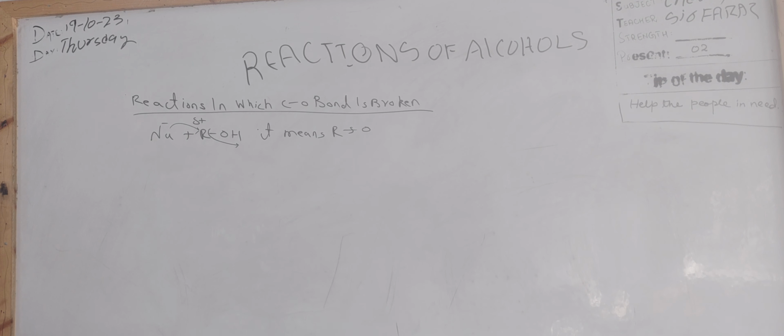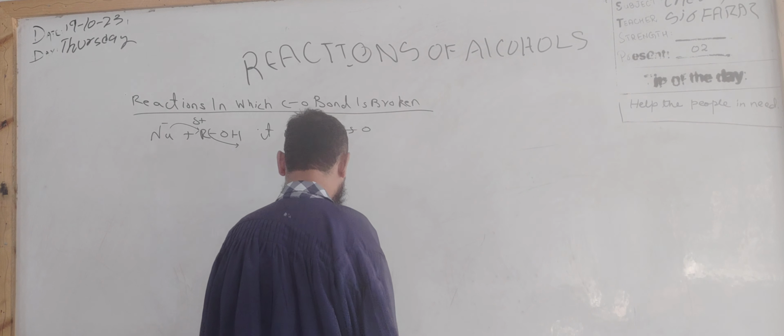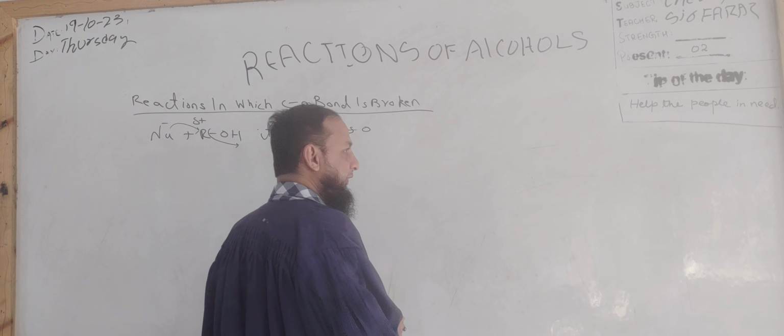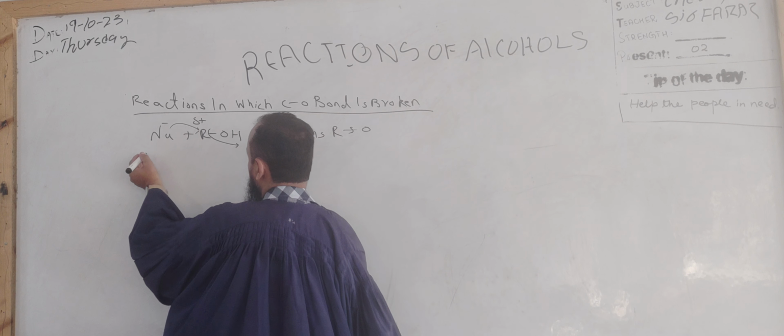The reaction with hydrogen halide to give alkyl halide. First reaction is the reaction with hydrogen halide. So first of all, you don't have to memorize the reaction. Whatever reaction is given, you don't have to memorize it.